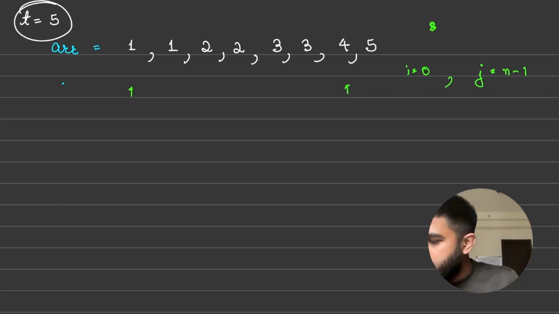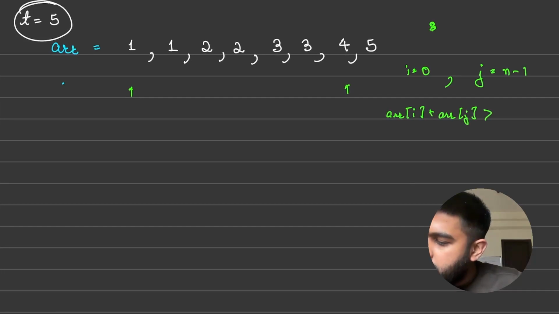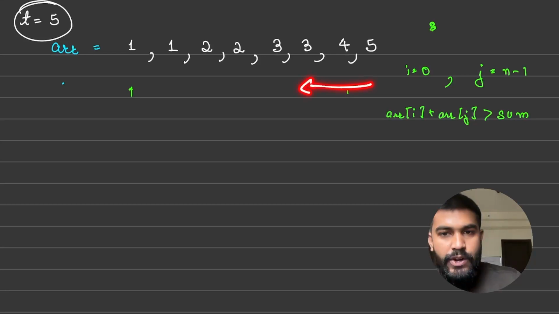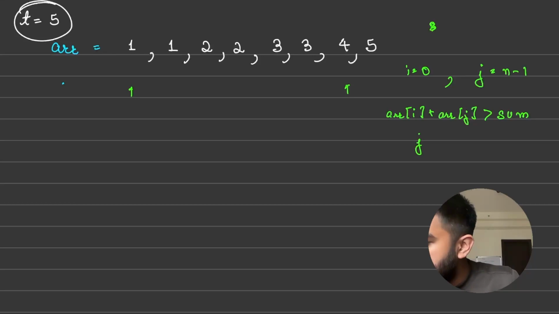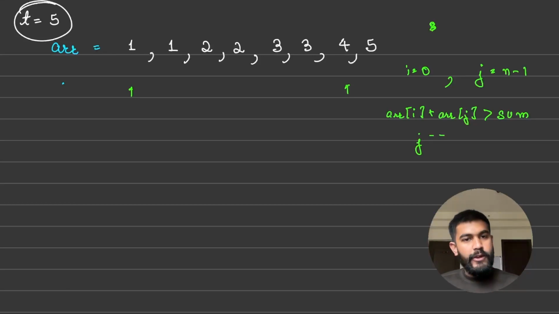And then I can simply say that if arr of i plus arr of j is greater than the sum, what I just did is narrow it down. That is, j minus minus. So I can simply say that is j minus minus. Okay, so we found a pair.